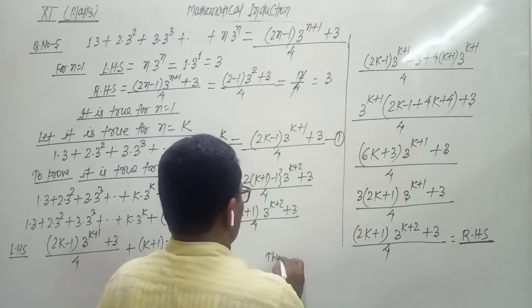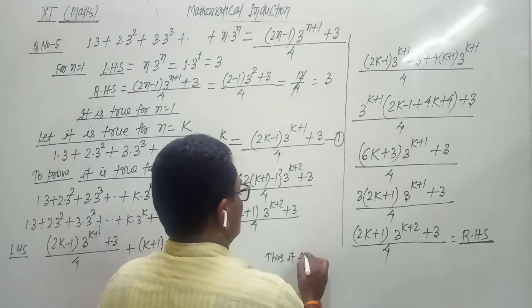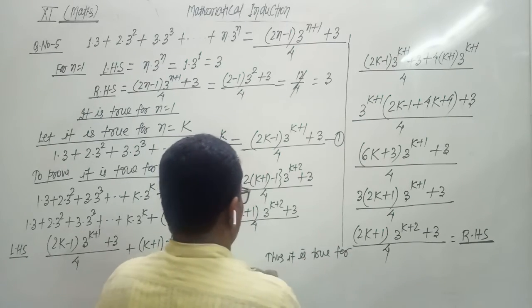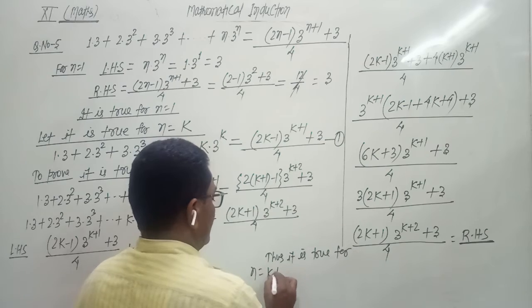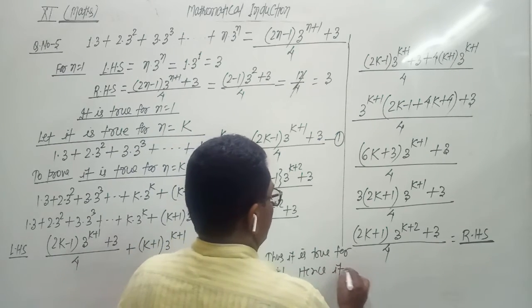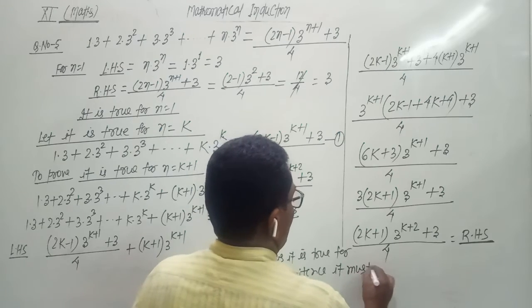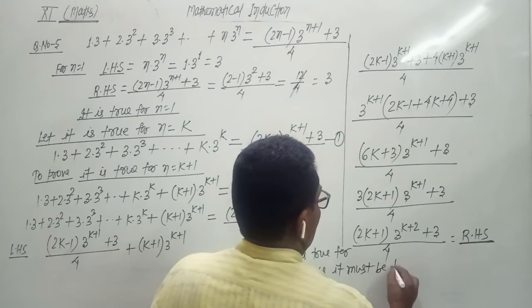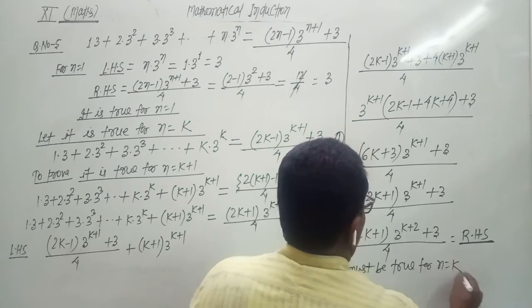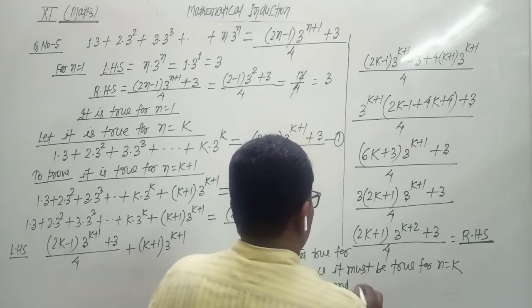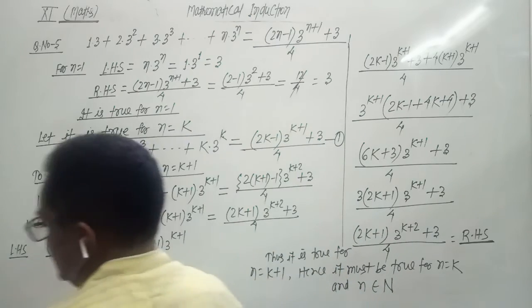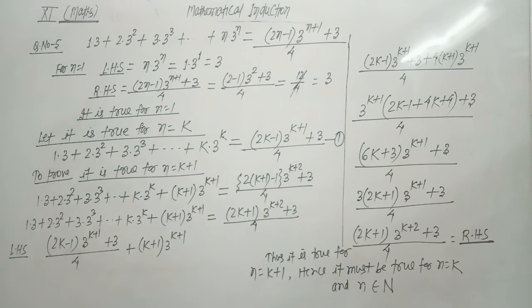Thus, it is true for n equals to k plus 1. Hence, it must be true for n equals to k and n belongs to capital N. N belongs to natural numbers.